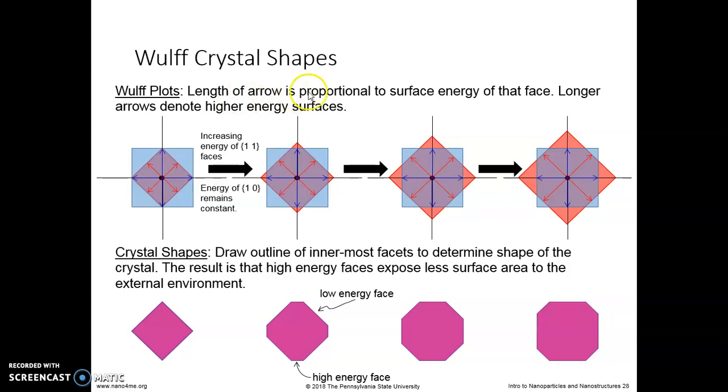The length of the arrow is proportional to the surface energy of the faces. Here it is clearly shown that the length of the arrow is proportional to the surface energy of the faces. A longer arrow denotes the higher surface energy. Whichever side has the longer arrow shows the higher surface energy.